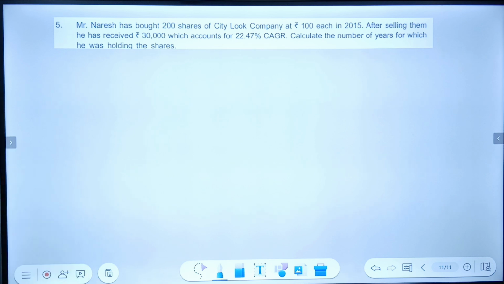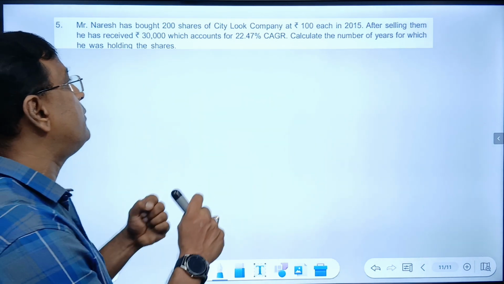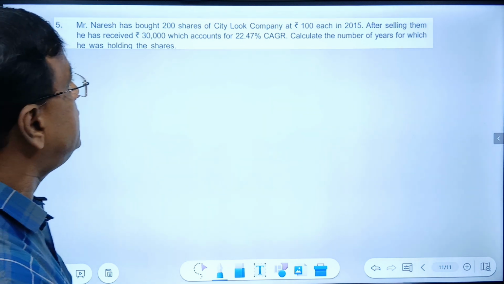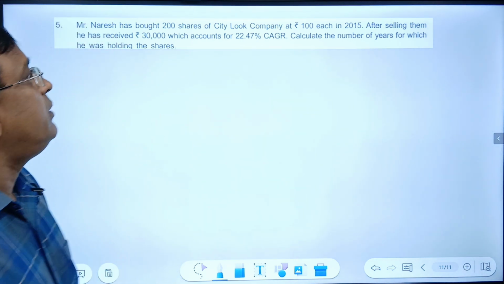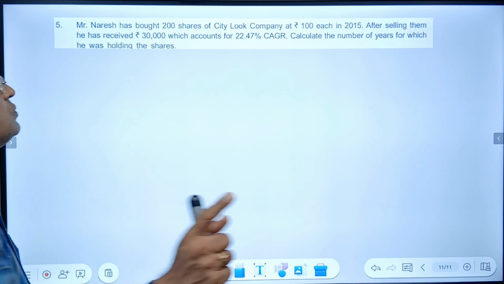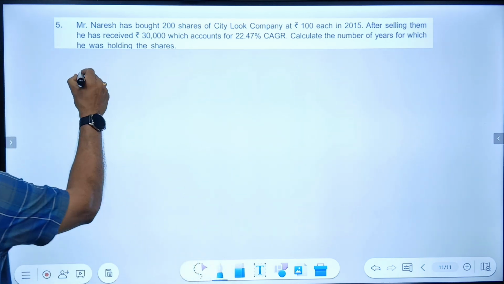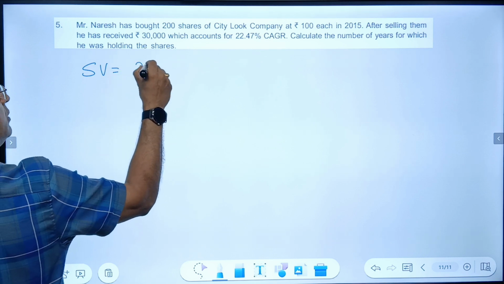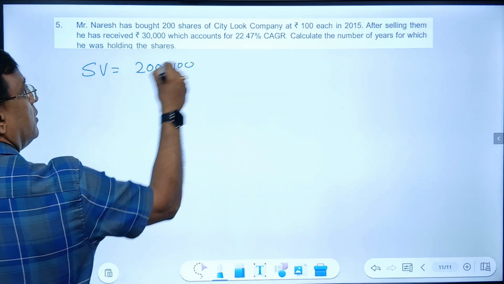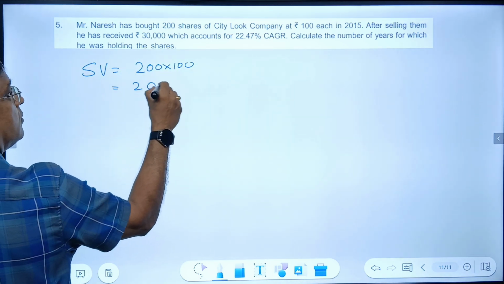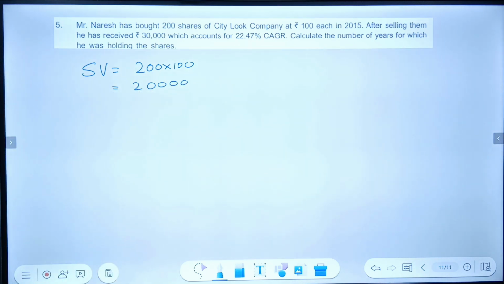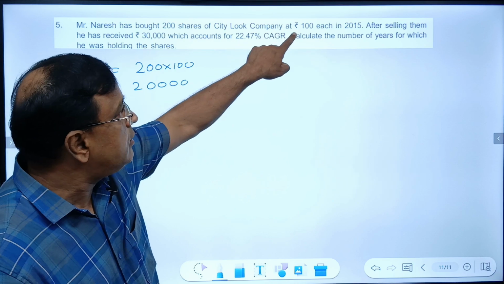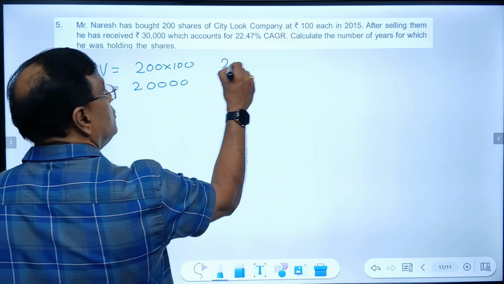This is a very, very important question. Okay, it's slightly different from every problem. Mr. Naresh has bought 200 shares of a City Look company at 100 each. So one share is 100, and he has bought 200 shares. So the total investment, my starting value, is 200 into 100, which is 20,000.